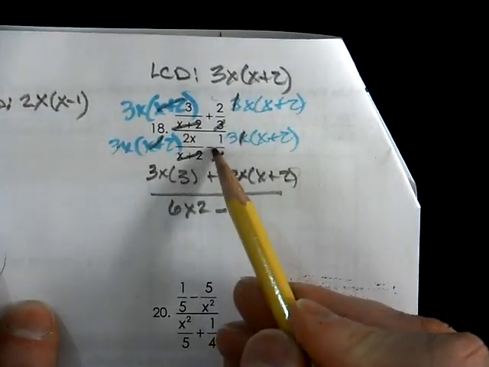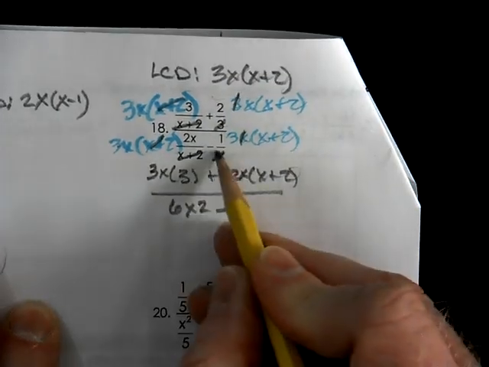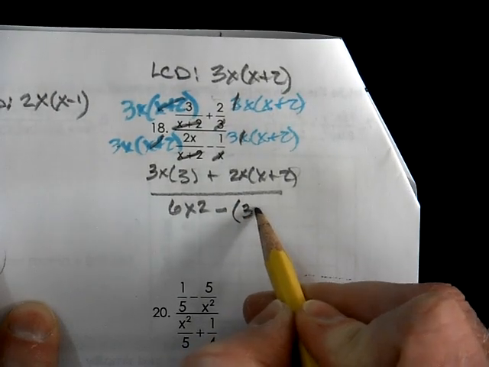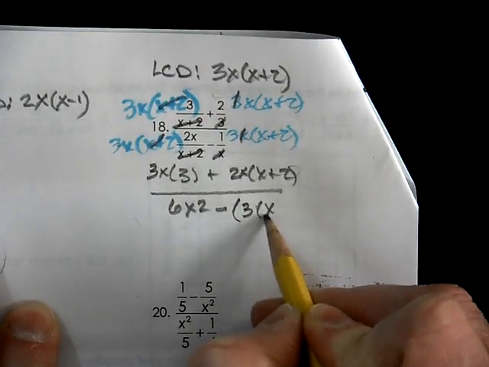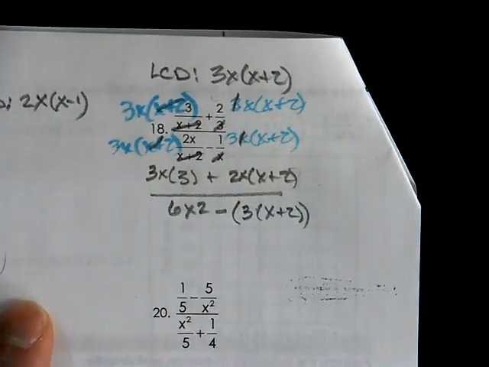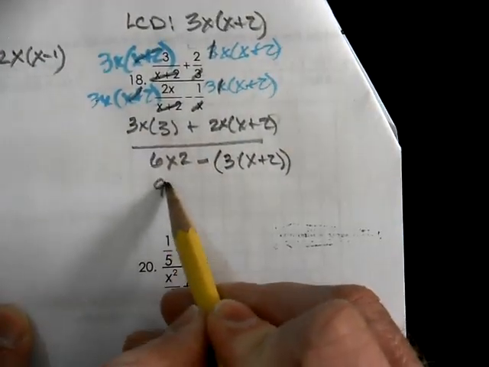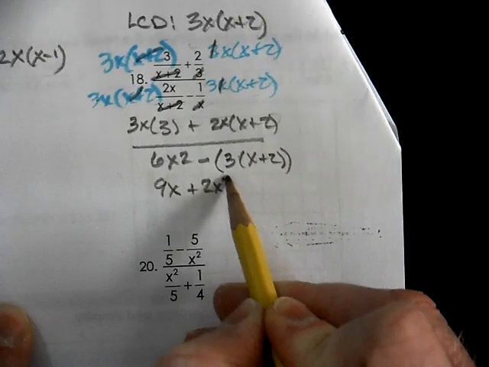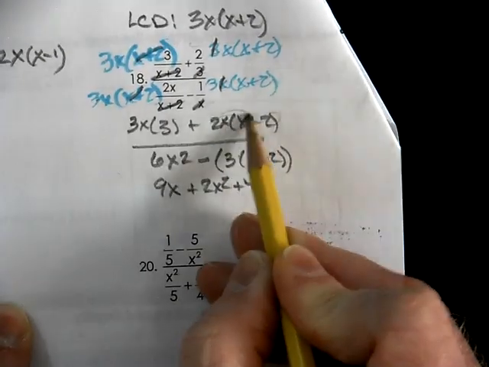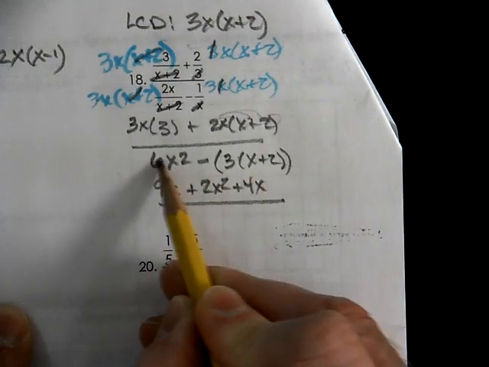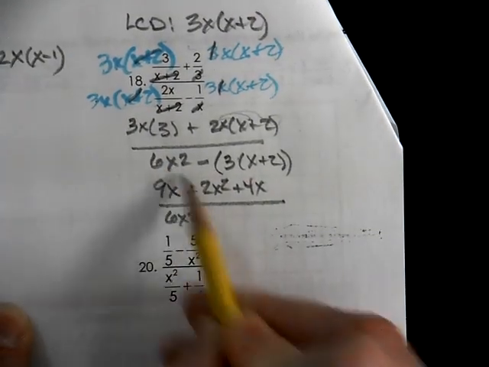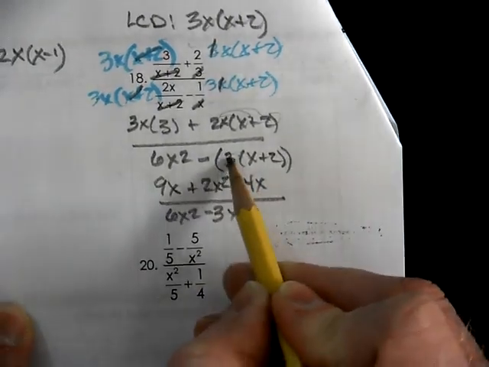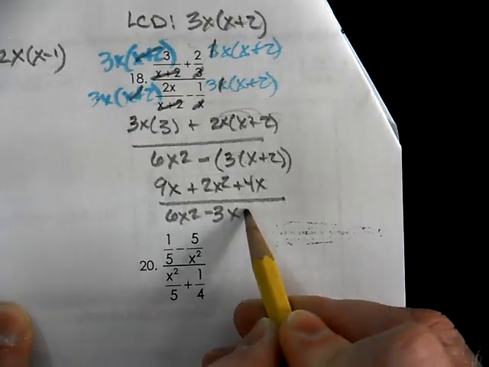Now you got to be careful here because there's a minus sign. So we'd have 3x plus 2. So that's going to give us 9x plus 2x squared plus 4x. This gives us 6x squared, 3x and take a negative of that, and 6 and take a negative of that.